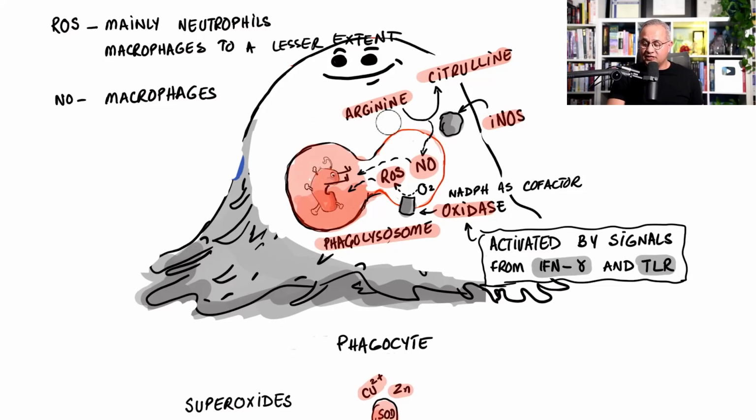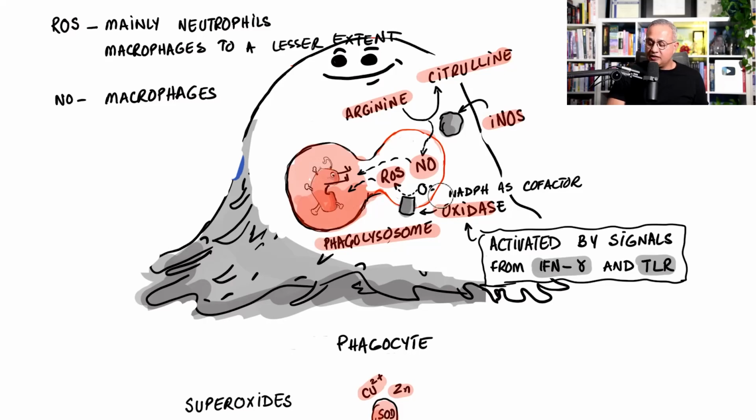When that is activated, it picks up arginine that is also present within the cell and converts it to citrulline. In that process, it produces nitric oxide. That nitric oxide gets into the cell and makes nitric oxide species, radicals, which would then attack the pathogen and kill them. Similarly, on the lysosomal wall, there is an enzyme called phagocyte oxidase.